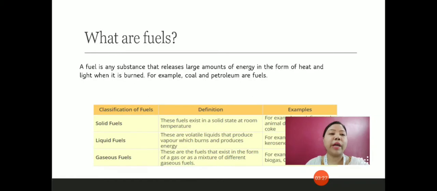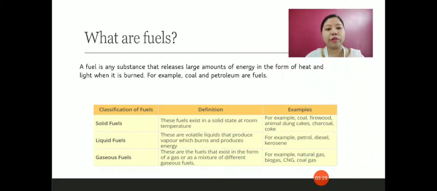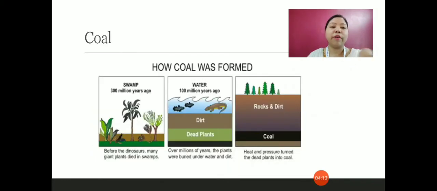So the fuel which exists in solid state at room temperature is called solid fuel. For example, coal, firewood, animal dung cakes, charcoal, coke. So these are all examples of solid fuel. Liquid fuels are volatile liquids that produce vapor which burns and produces energy. For example, petrol, diesel, kerosene. Gaseous fuels are the fuels that exist in the form of a gas or as a mixture of different gases. For example, natural gas, biogas, CNG, coal gas. So these are all examples of gaseous fuel.